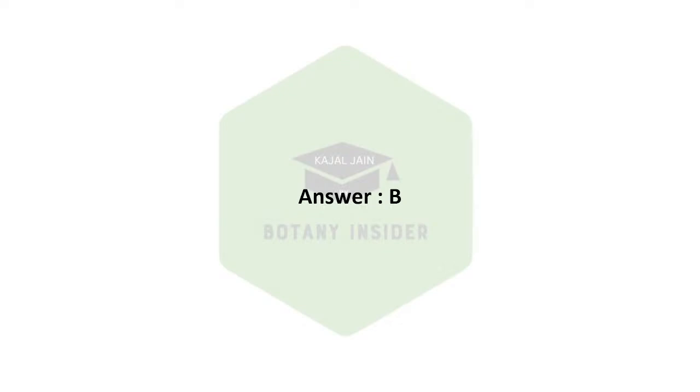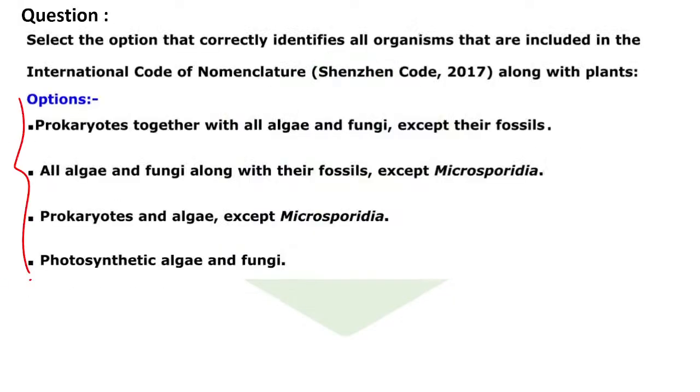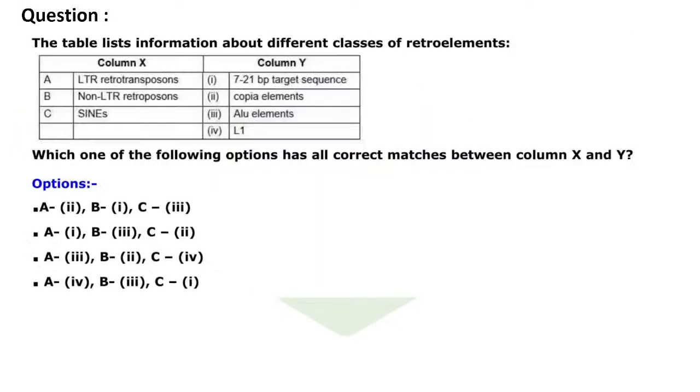Let's look into the answer for this. The answer for this particular question is option B. That is, along with the plants, all the algae and the fungi, along with their fossils, except for microsporidia, were included in the International Code of Nomenclature. So, which option correctly identifies it? Option B. That is, all algae and fungi were included with their fossils except for microsporidia. Remember this simple question. B is the correct answer.